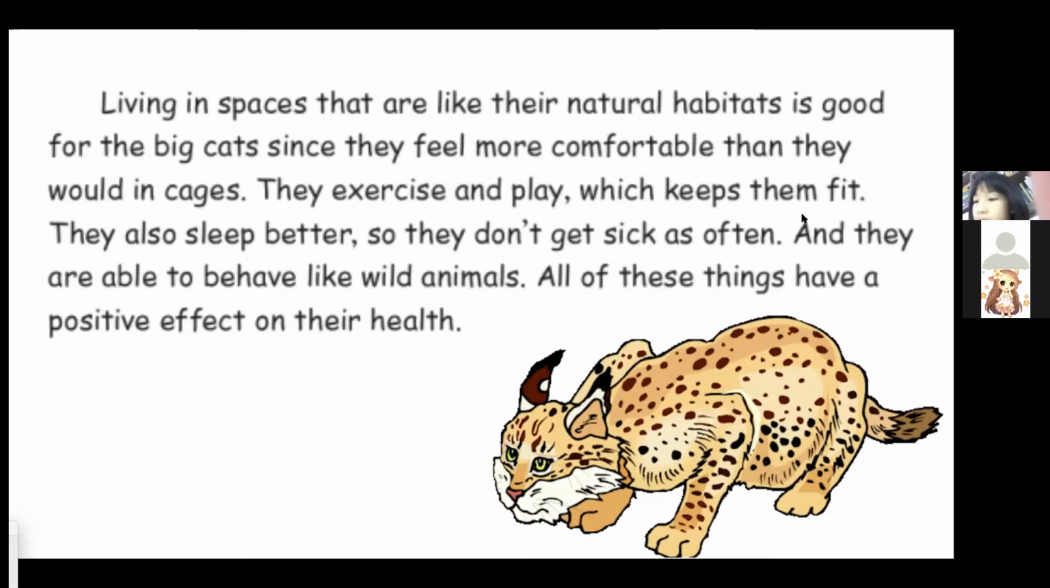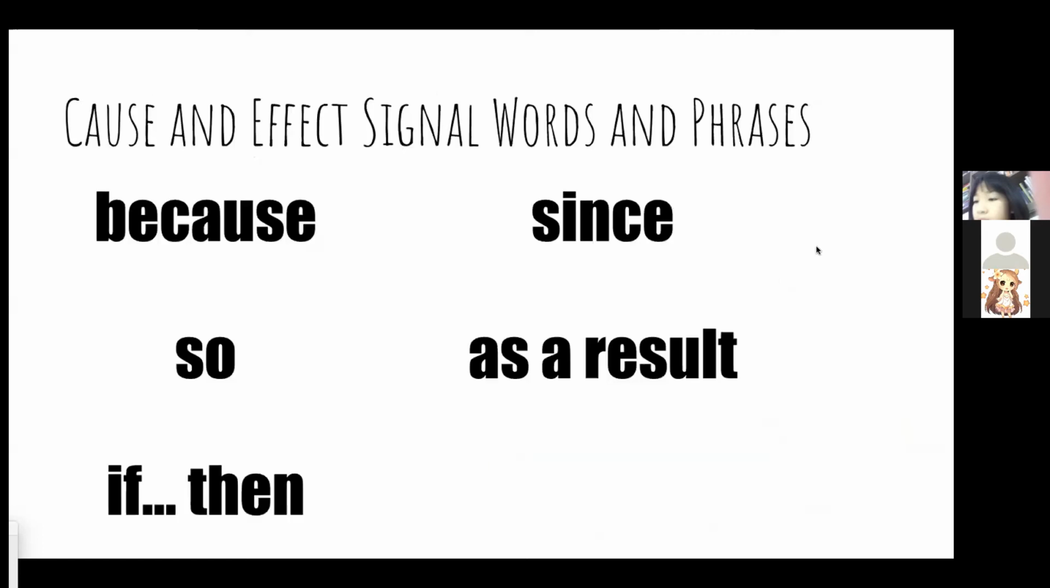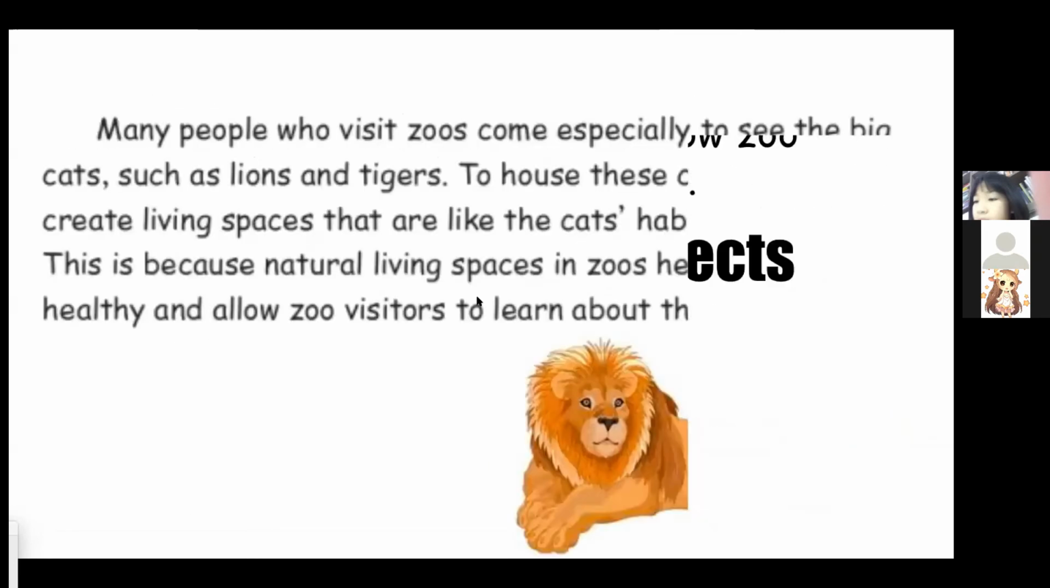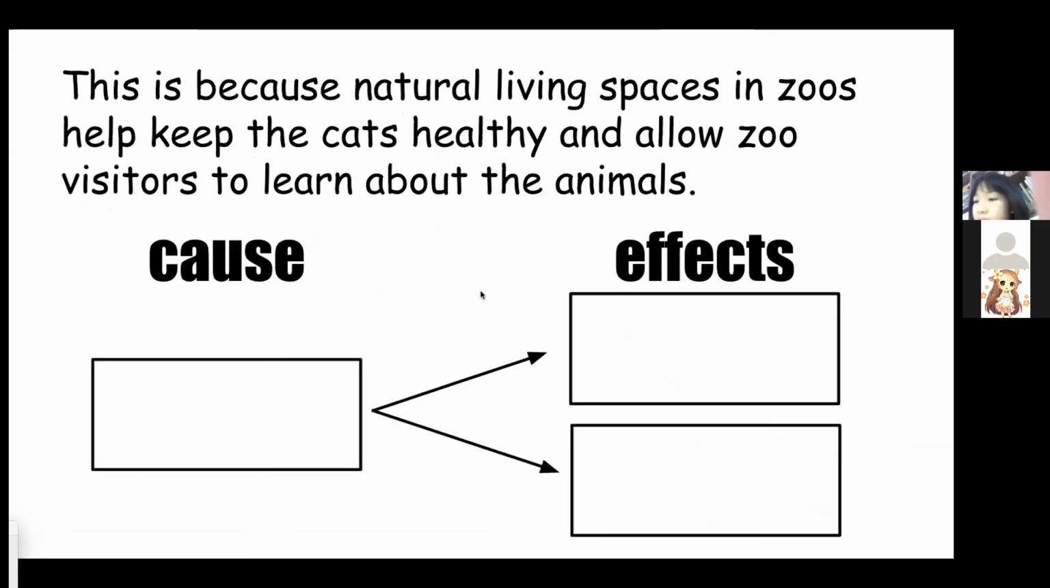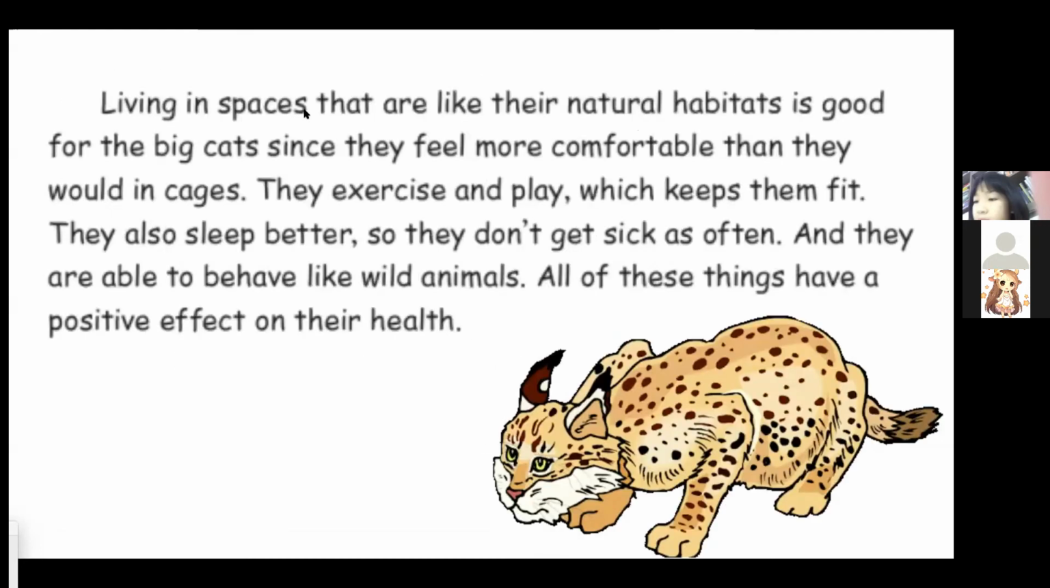So what kind of cause and effect keywords or clue words do we see in this paragraph? Kent, do you see any? Oh, I see so. Okay. Where do you see it? Read me the sentence. So they don't get sick as often. Okay, very good. So what's the first part of that sentence? They also sleep better, so they don't get sick as often. Okay, so our word so tells us, hey, we have a cause and effect relationship here.